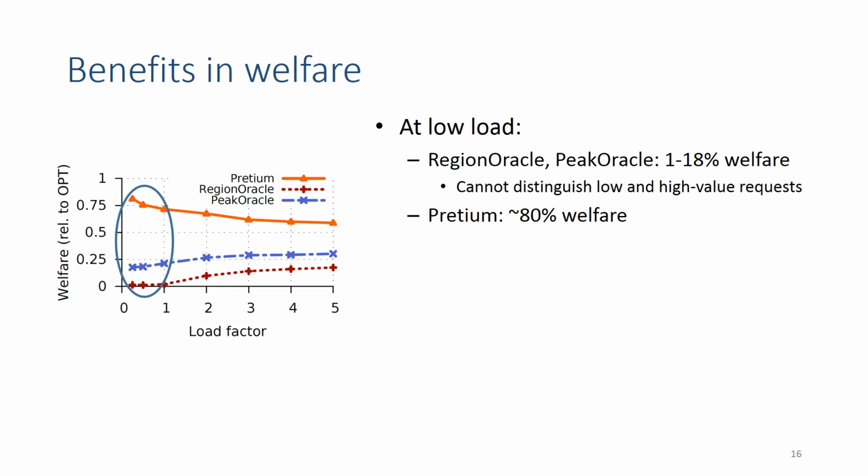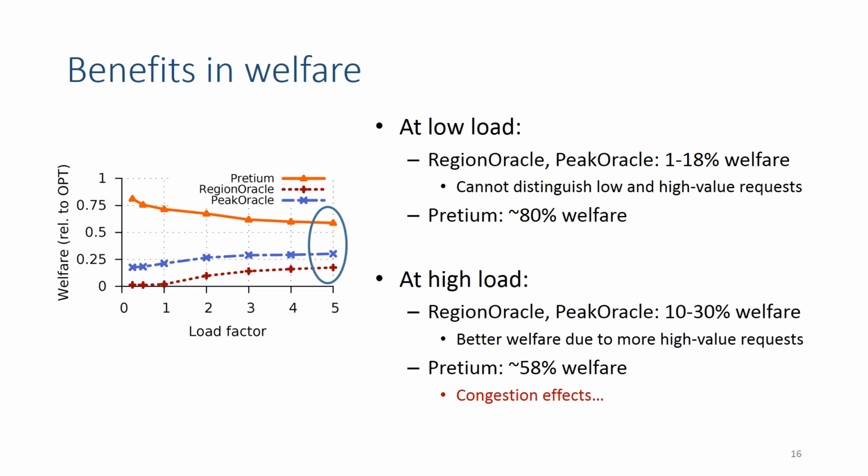Intuitively, both these schemes cannot differentiate between low and high value requests, often set high prices to offset the cost to the requests, and fail to admit many requests which are in fact admitted by Pretium. Pretium achieves around 70 to 80% of the optimal welfare. At a higher load, the welfares of region oracle and peak oracle are at 10 and 30% of the optimal welfare, respectively. The higher relative welfare is because there are more high-valued requests available.